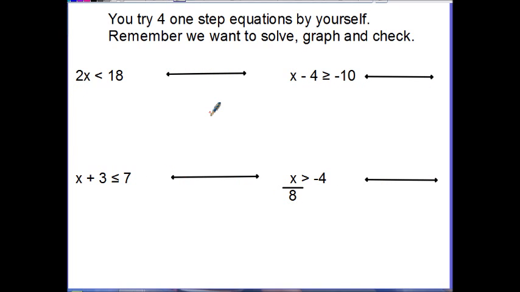Now you're going to try 4 one-step equations by yourself. Remember, we want to solve, graph, and let's make sure you check at least one so that you get in the habit of checking your answers. It's going to be very helpful to be able to check your answers for what we're going to do tomorrow, which is going to be something slightly different from what we're doing today. So go ahead, let's try some out and see what you can do.